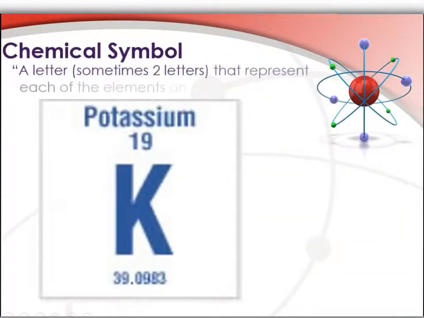Let's look at the chemical symbol. It is a letter, sometimes 2 letters, that represent each of the elements in the periodic table. We'll talk about why some letters don't seem to match up with some of the names later.